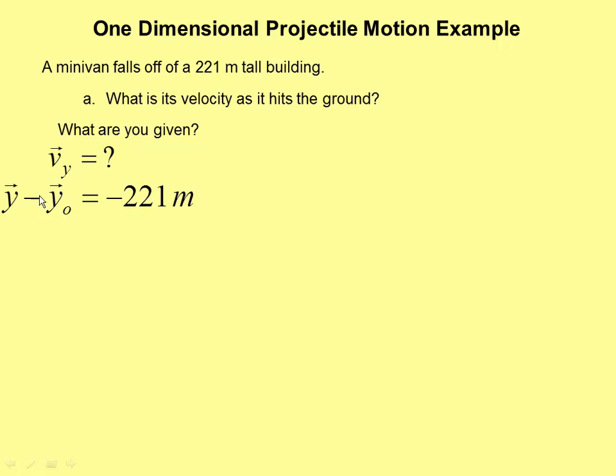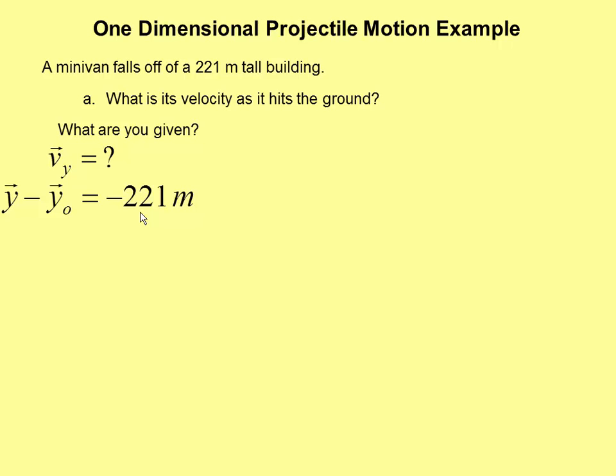If you want to think of it here, this is final minus initial position. So your final position would be 0, the ground. Your initial position would be 221 meters in the air. So you're going to have 0 minus 221, a negative 221 meters. It's important to get these negatives in there, as you're going to see in the equations.